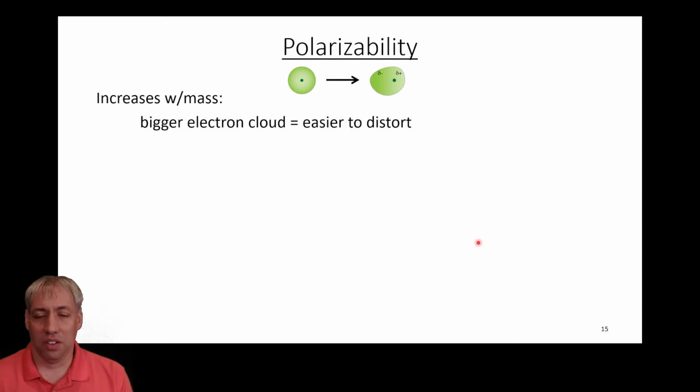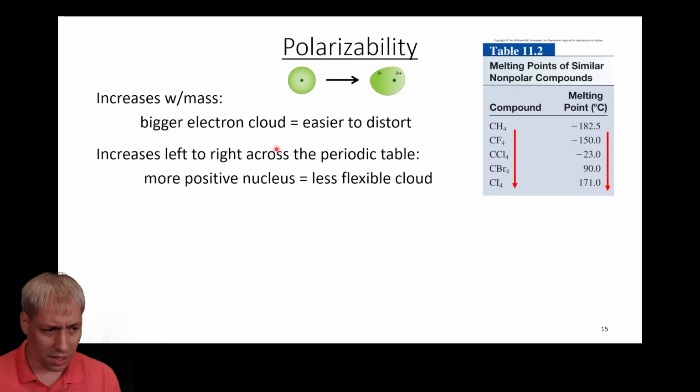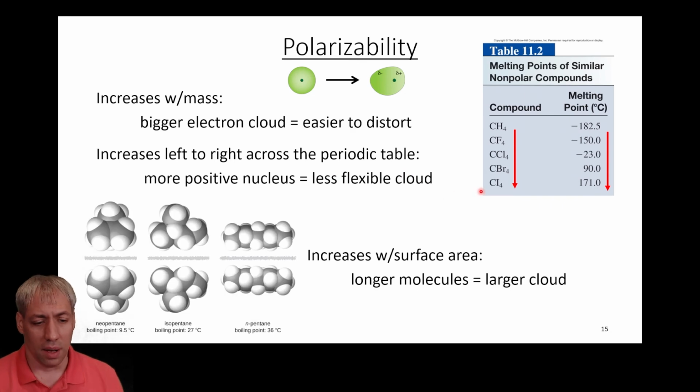And so just some general rules. The bigger the cloud, the easier it is to distort. So the bigger the atom or molecule, the more polarizable, and the stronger the instantaneous induced dipole interactions. Here you can see the trend: if you go from CH4 to CF4, CCl4, CBr4, CI4, you're getting bigger and bigger as you go down the periodic table. This is a huge molecule, and you can see the melting temperature goes up. It's harder to break these interactions because this is much more polarizable. General rules, it increases left to right across the periodic table. But it all comes back to this size idea: how big is the electron cloud, and how much can that electron cloud polarize?